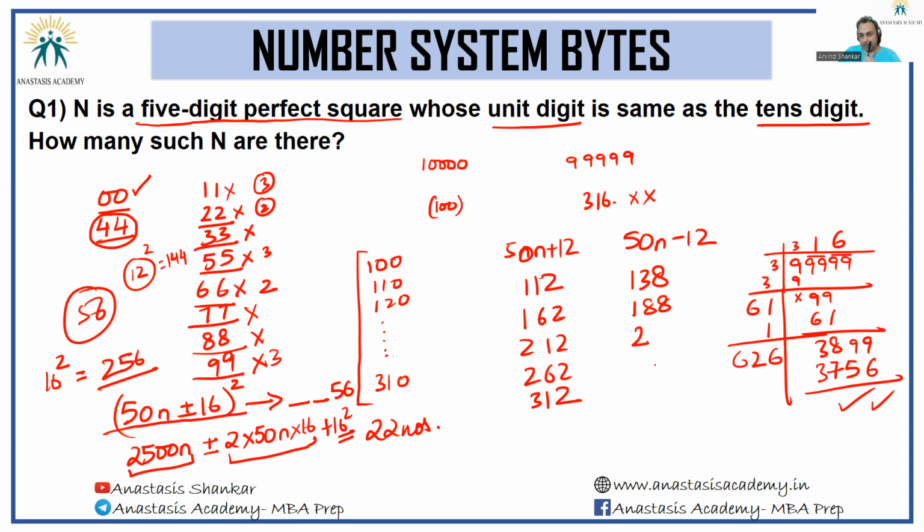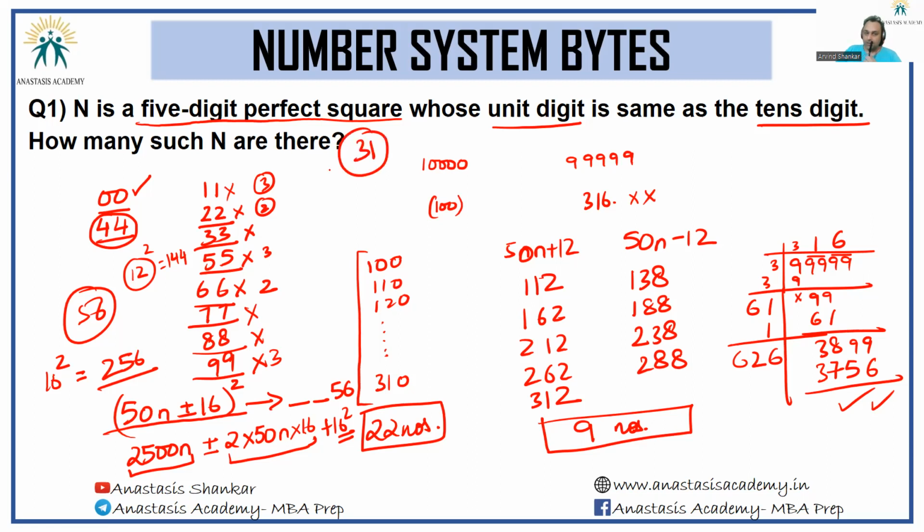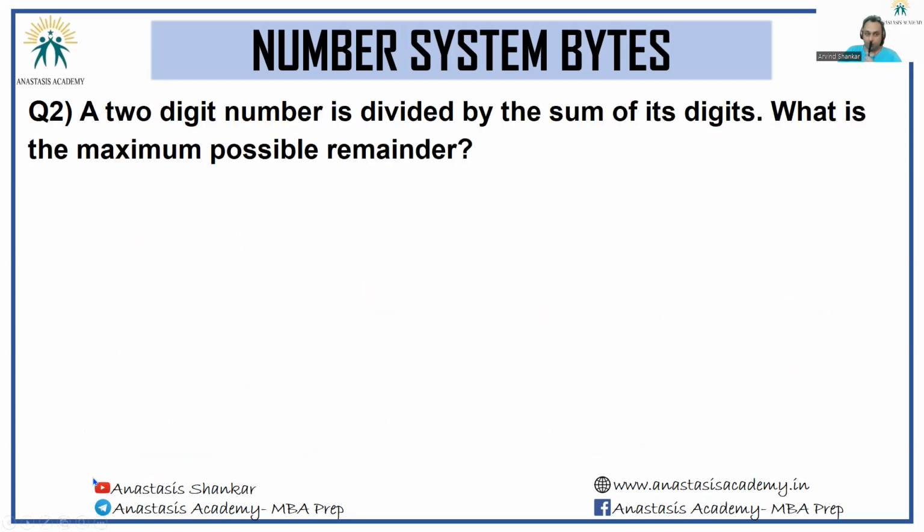238, and 288. So we get 22 numbers which end in 00, and we get 9 numbers which end in 44. So the count of the total number here will be 31, which is the answer. Hopefully this insight is something that you can utilize in future.